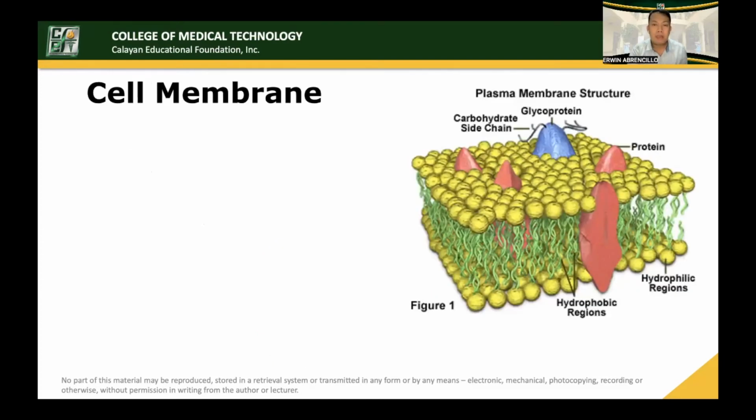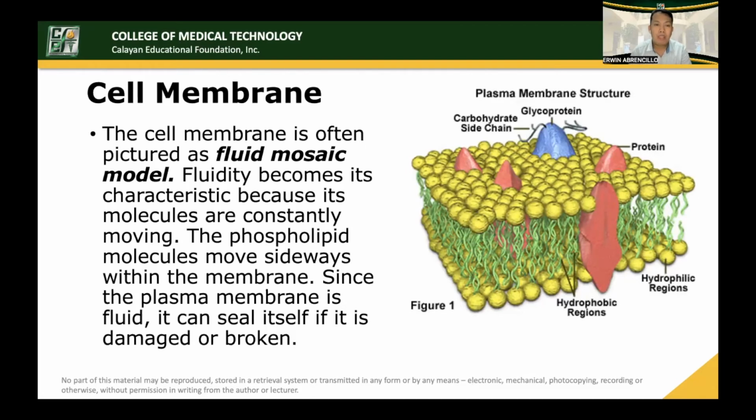So let's talk first about cell membrane. The cell membrane is the outermost part of the cell. The cell membrane is often pictured as the fluid mosaic model. By the way, cell membrane can also be called plasma membrane. Fluidity becomes its characteristic because its molecules are constantly moving. So the phospholipid bilayer, actually phospholipid because these yellow structures are lipids, no? So it has a head and a tail.